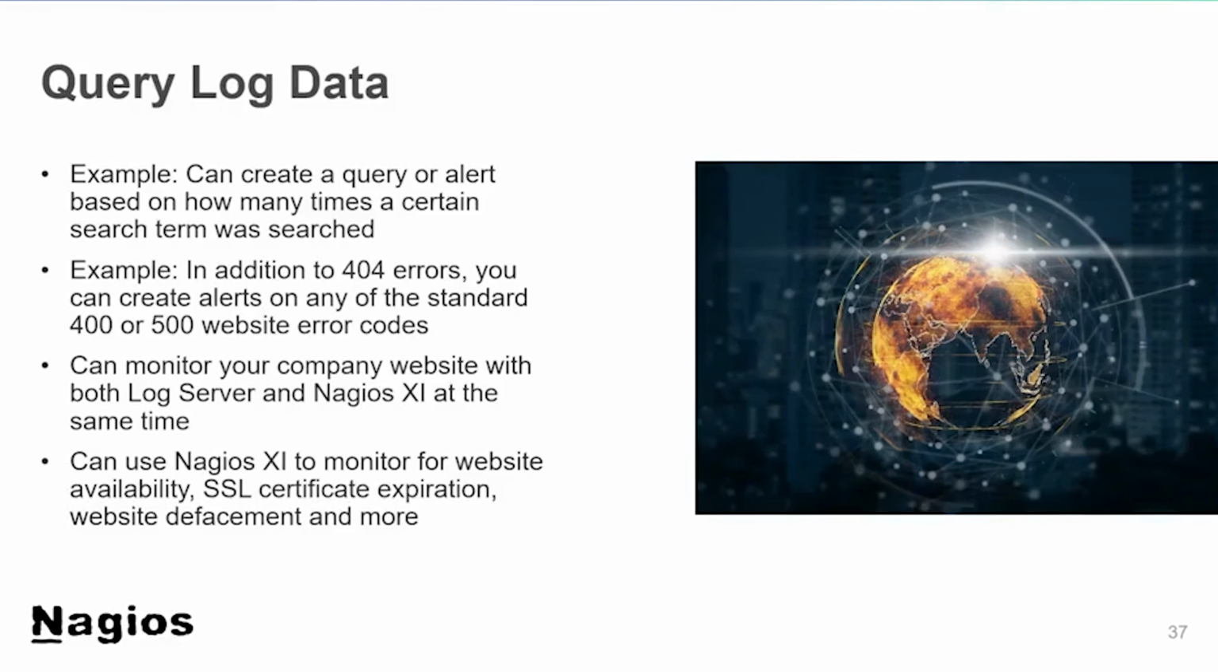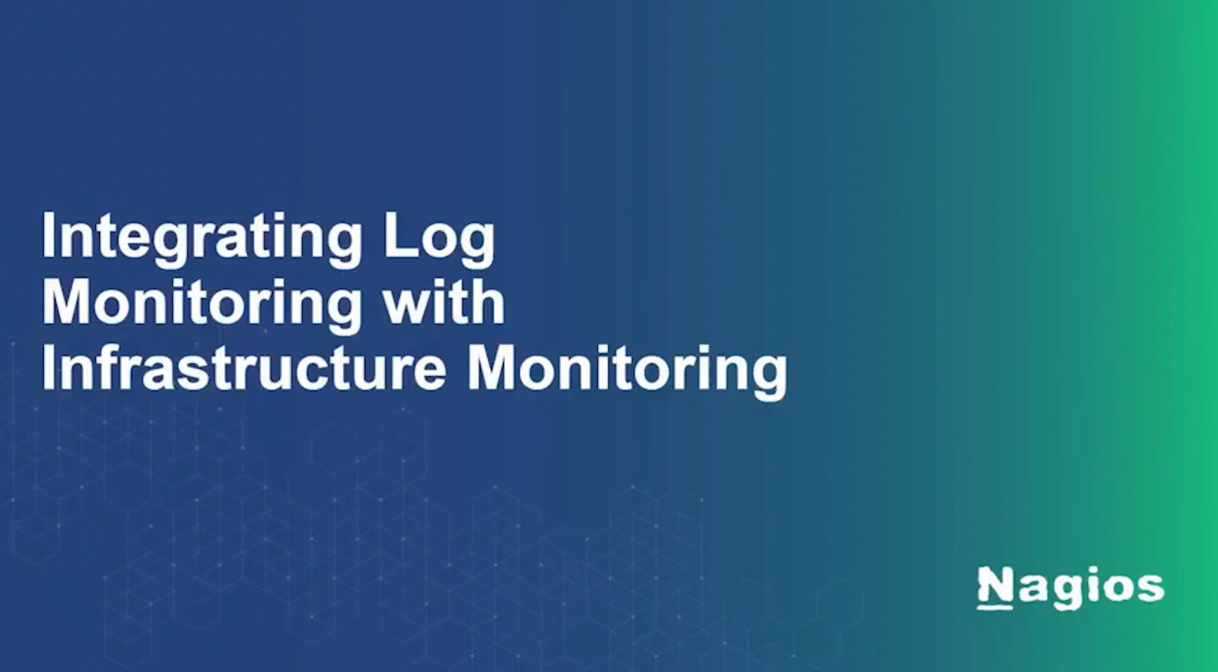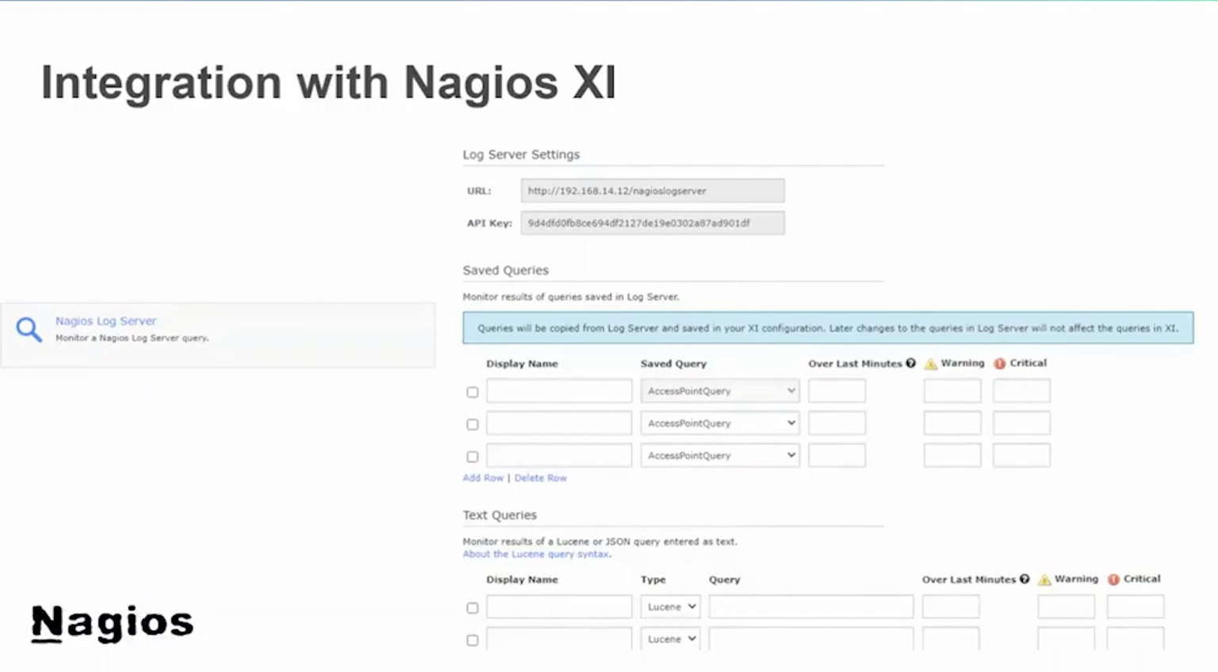Next, I'll talk a little bit about integrating Log Server and Nagios XI. Log Server does integrate with XI. This integration allows you to be alerted straight from Nagios XI based on queries that you created in Log Server. You can create your own queries in XI of the Log Server log data. And we make it easy to integrate these programs through this Log Server wizard that I am pointing to right here.